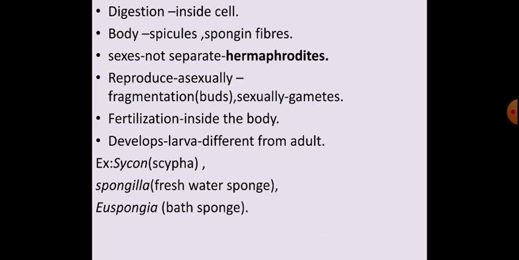Next, fertilization is inside the body, that is fusion of gametes. Fertilization means fusion or contact of gametes, the male and female gametes coming together. So fusion of gametes, that is fertilization, takes place inside the body. Okay. Now, development, how it will develop.